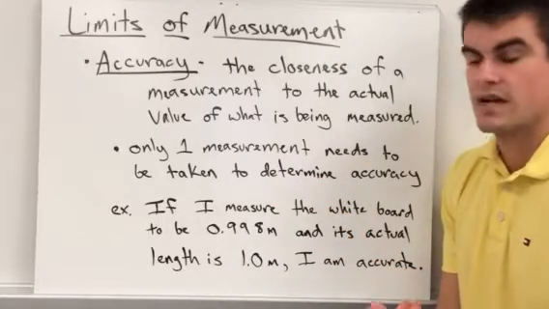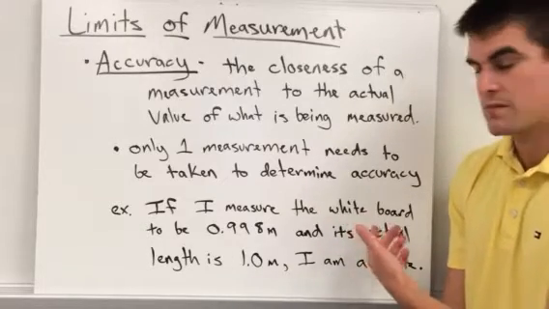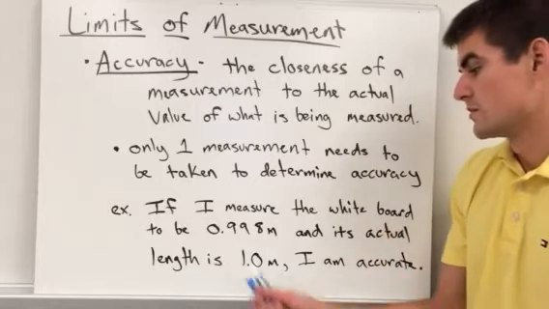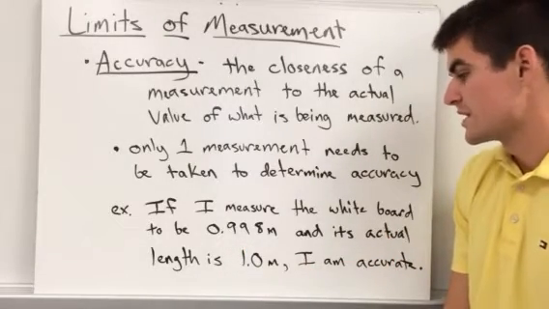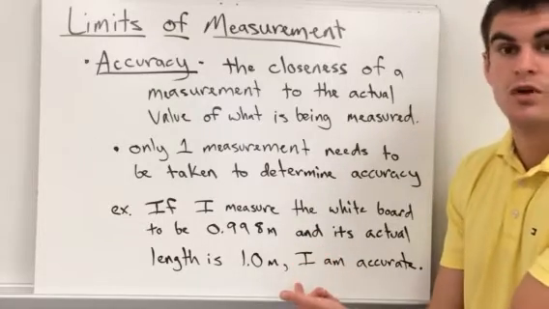That's different from the next term we'll talk about. As an example, if you measure a whiteboard to be 0.998 meters and its actual length is 1 meter, that is accurate. You're close to what it should be.